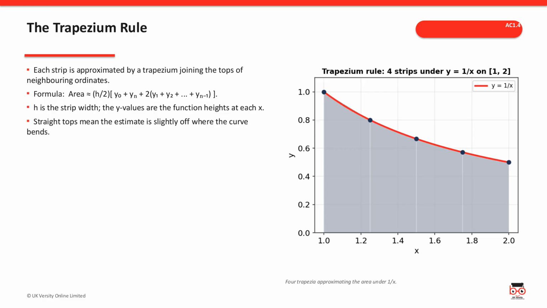Take the trapezium rule first. Each strip is approximated by a trapezium that joins the tops of neighbouring ordinates, and an ordinate is just the height of the curve at each x. The formula is h/2 times the first height plus the last height plus twice the sum of all the ones in between. So the two ends, y0 and yn, are each counted once, and every value in the middle gets doubled. Because the tops are straight, the estimate is slightly off wherever the curve bends.